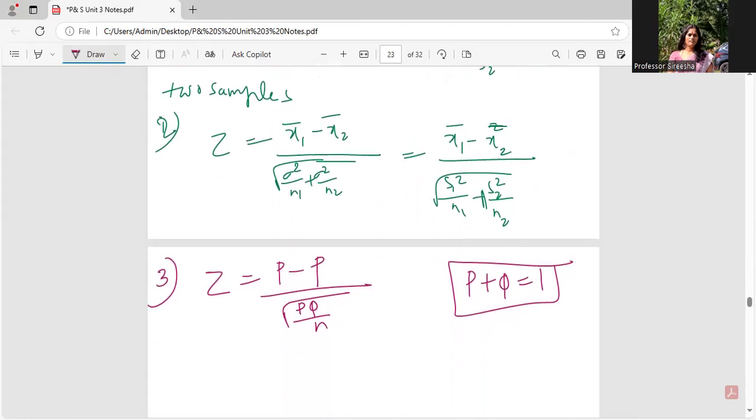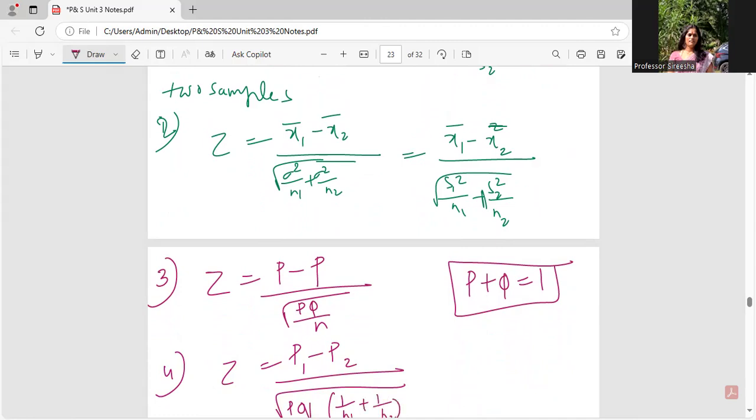Difference in proportions also. Let me write, and with that I will end this video. There's one more formula on difference in proportions. If two proportions are given to me, I mean two samples are being given to me, then Z is equal to p1 minus p2 by under root of small p small q, into 1 by n1 plus 1 by n2. This is how I will take it.